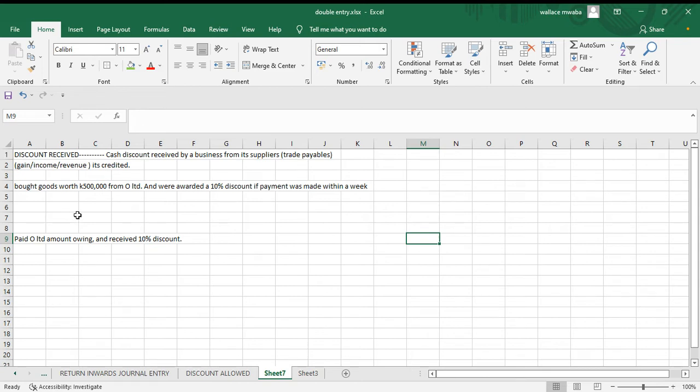So we bought goods on credit. We're going to debit the purchases account because purchases is an expense. So debit purchases 500,000. And since we're owing someone, we've gained a liability, and an increase in the liability is credited. So All Limited, our payable, we're going to credit them 500,000. That's the general entry.